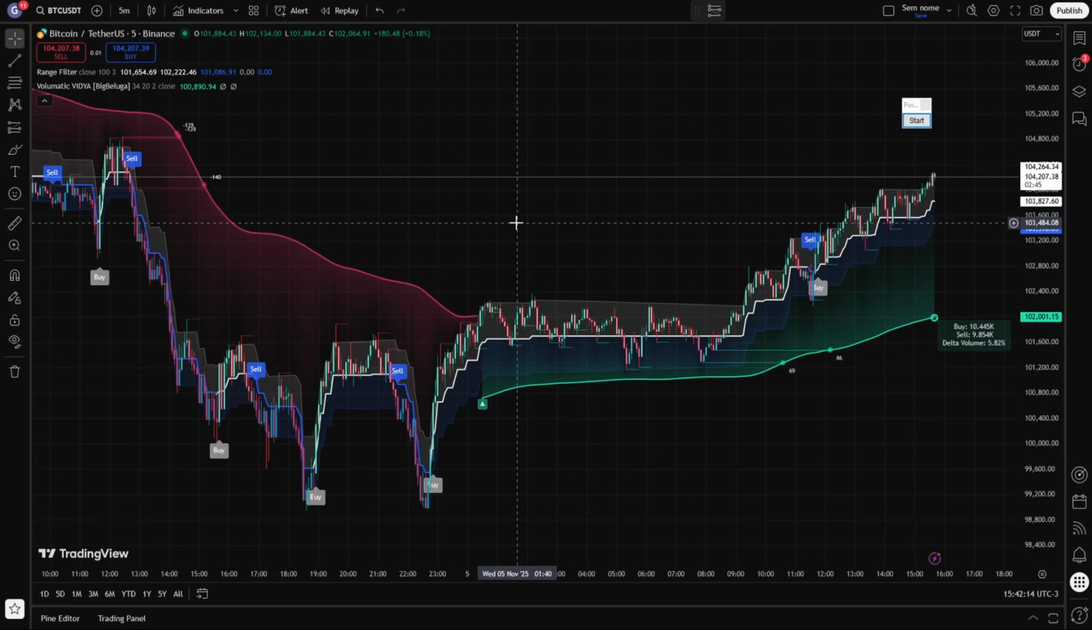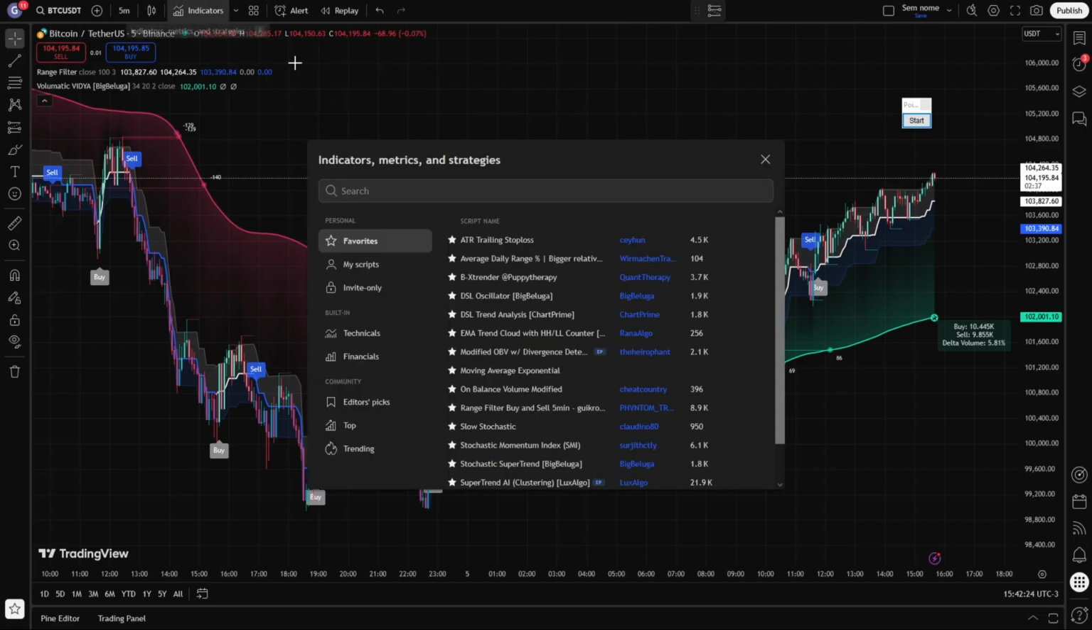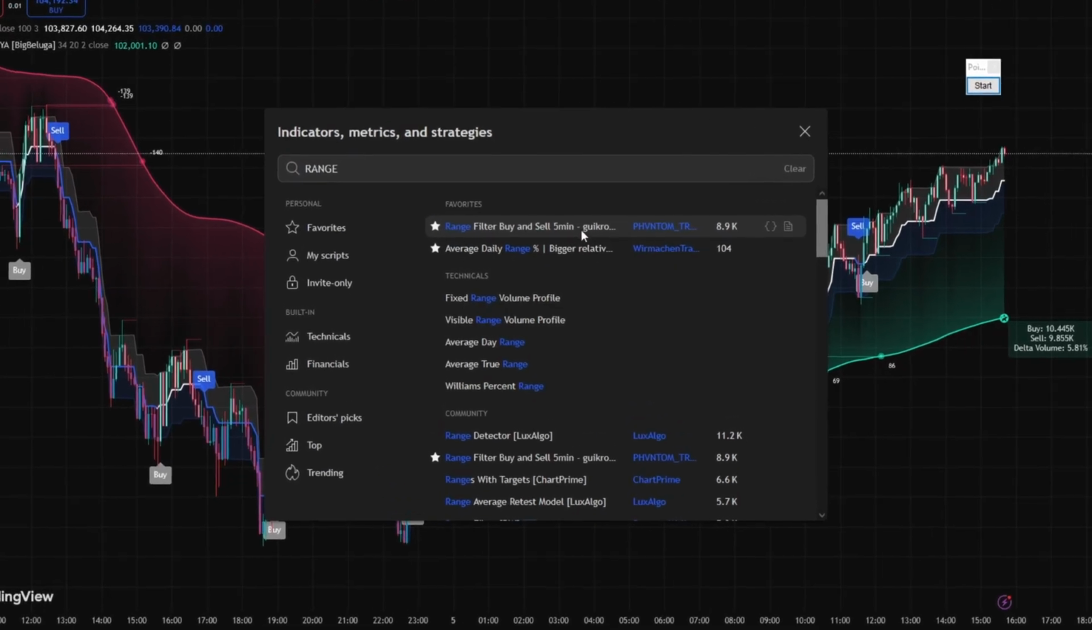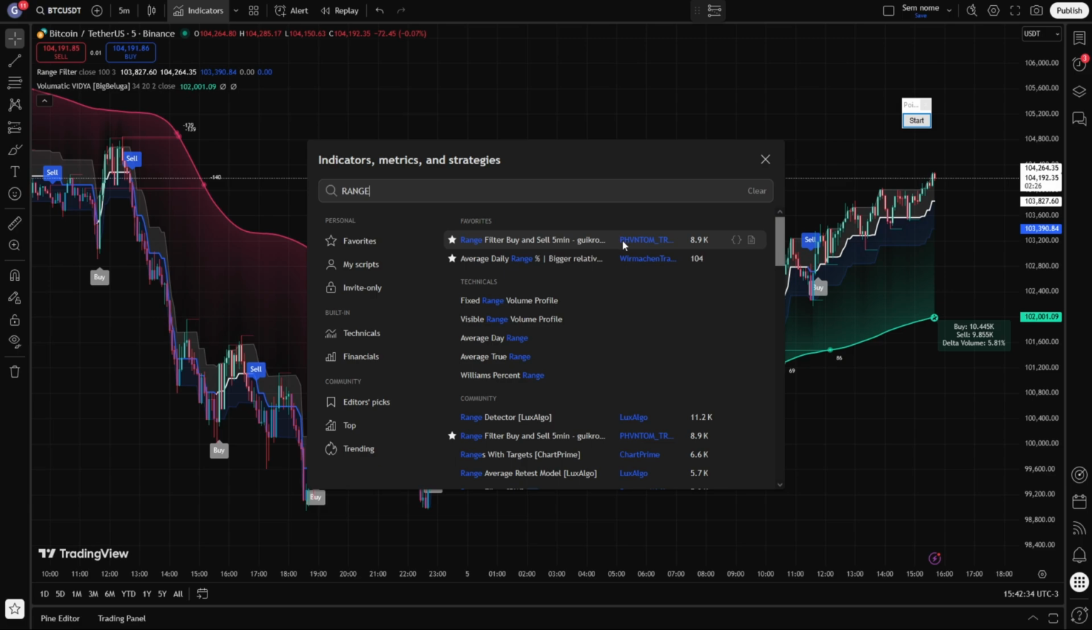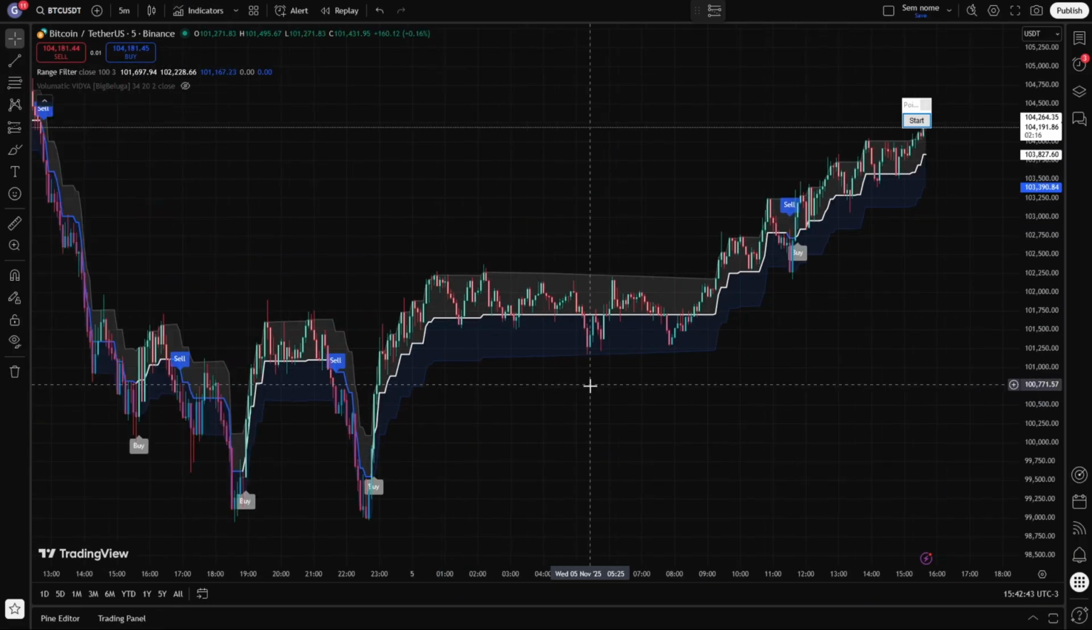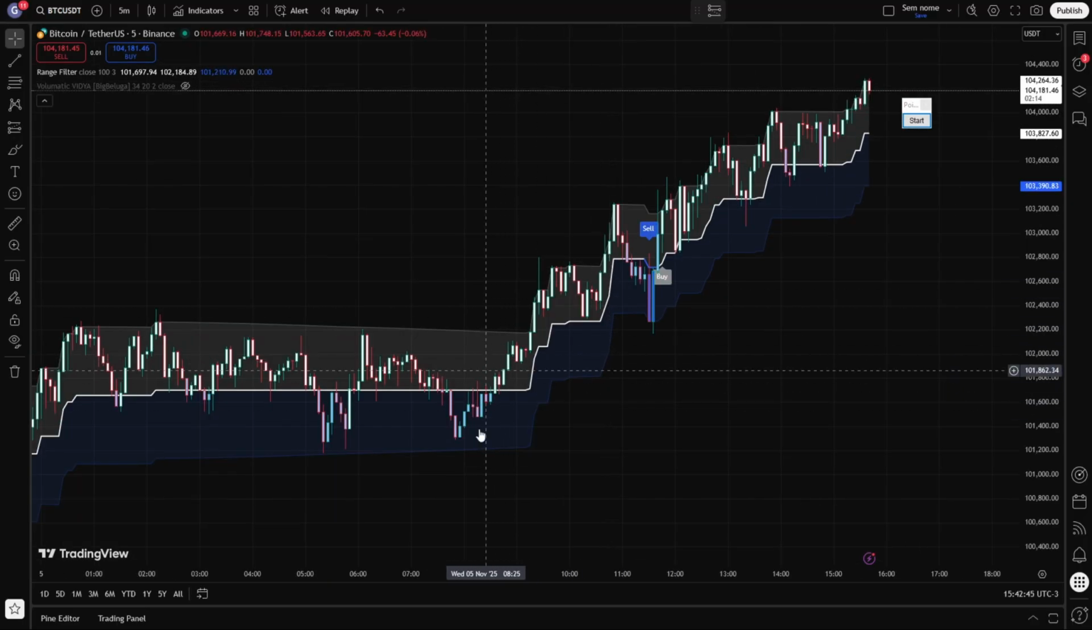the prevailing trend. We're going to navigate over to the Indicators tab, and our initial step will be to search for the range filter. We're going to click on this particular option, the range filter buy and sell 5 minutes, developed by Geekruth, which originates from the user known as PHVantom. Simply click on it, and it will be displayed on your chart. This is the indicator that reveals both the band and the precise buy and sell signals.